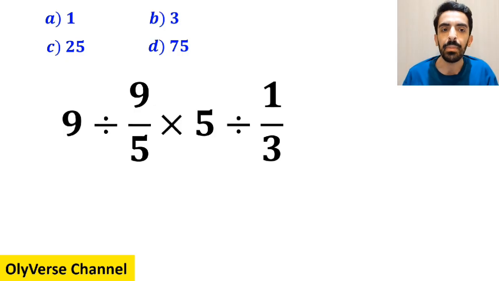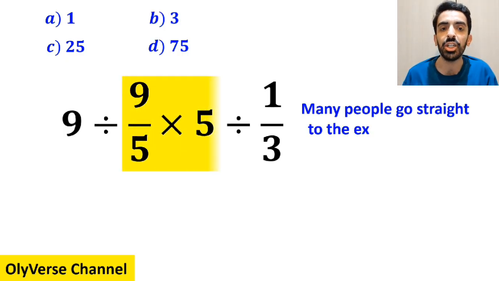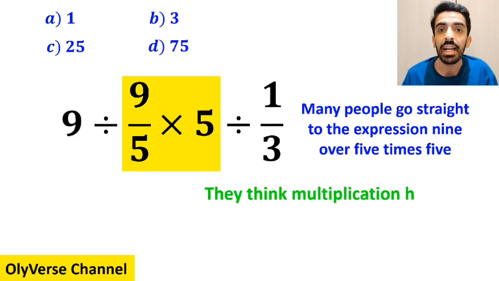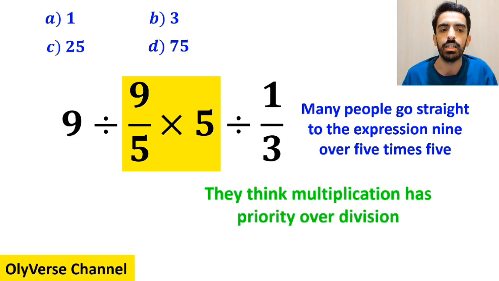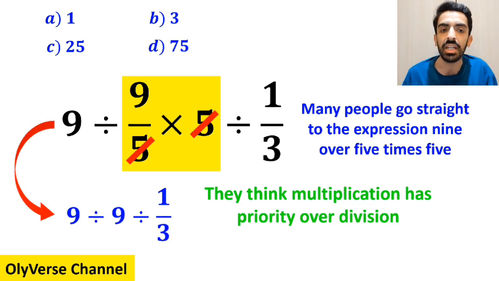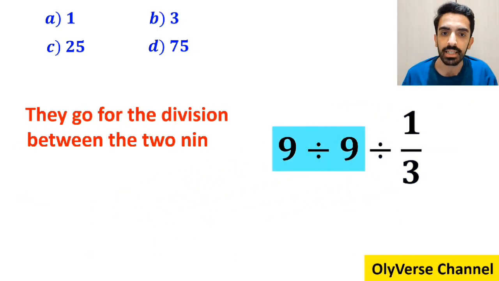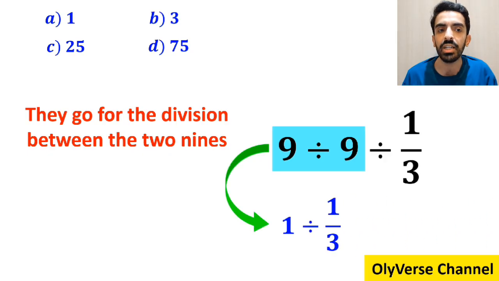In the first step, many people go straight to the expression 9 over 5 times 5 because they think multiplication has priority over division, and they tend to cancel out the 5s. So, this expression simplifies to 9 divided by 9 then divided by 1 over 3. In the next step, they go for the division between the two 9s and write this expression as 1 divided by 1 over 3, which gives them the answer 3.